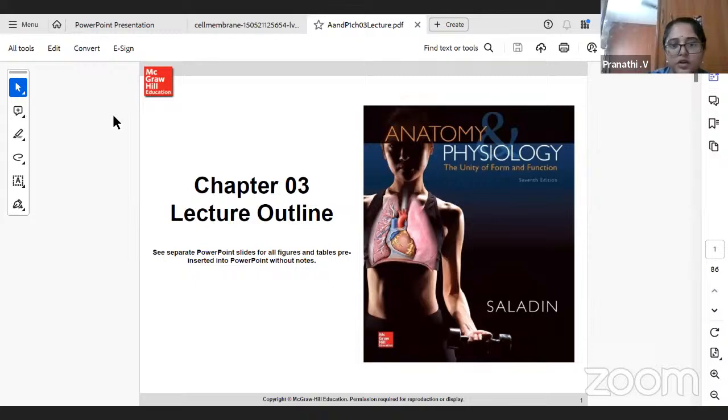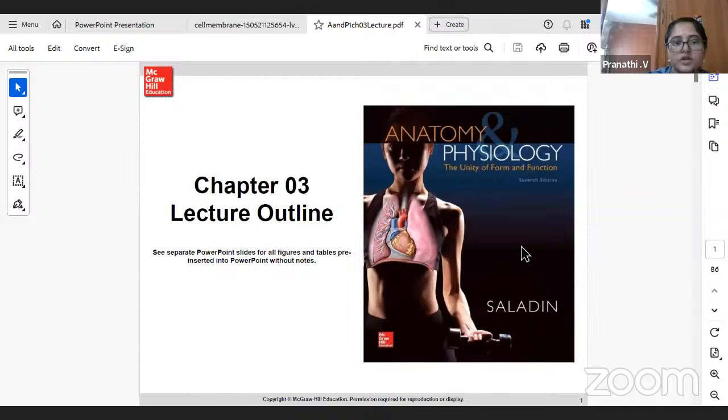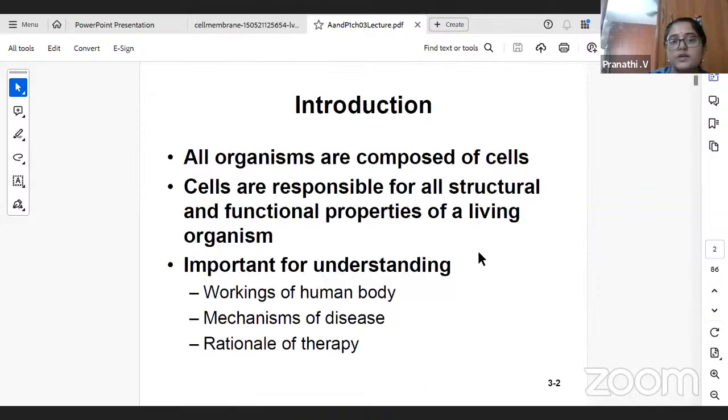So this I have actually taken from online only. It's from McGraw-Hill, as you can see. So what are we going to see over here? It's going to be about the different kinds of cells that are present, what exactly are cells, and how are they responsible for the structure and the function of any kind of living organism.